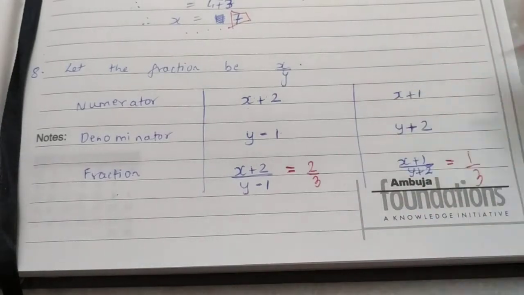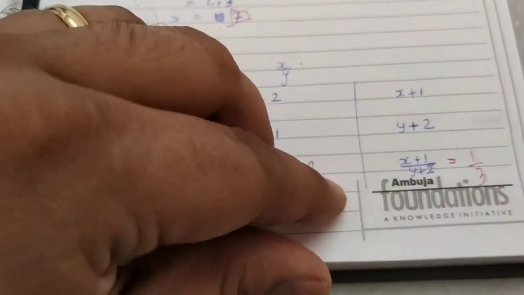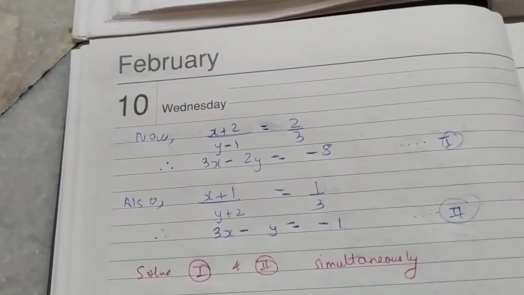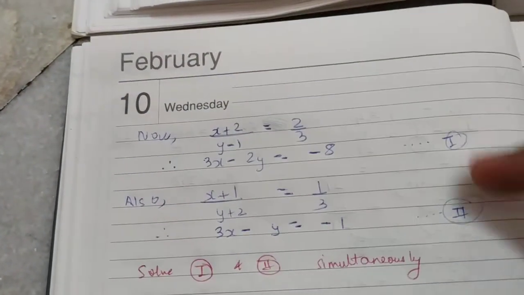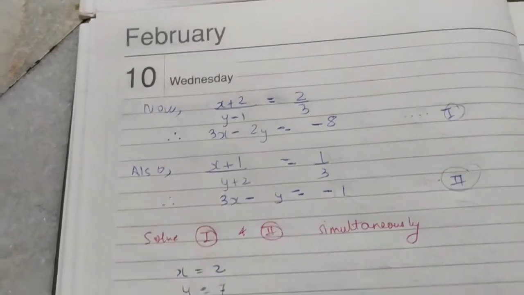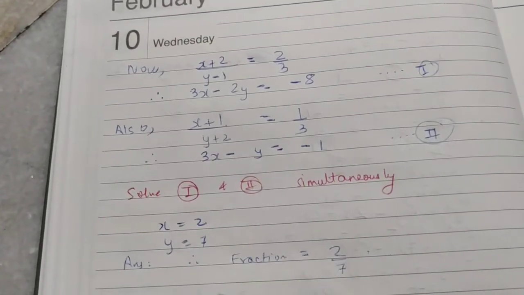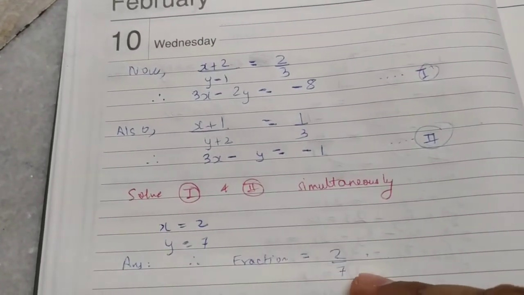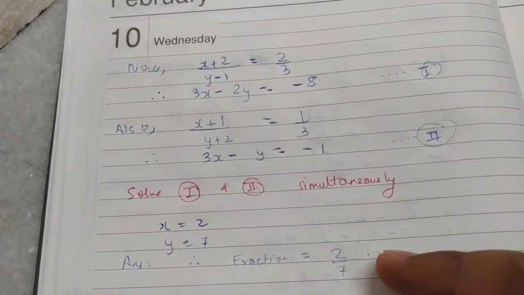So I got two equations here. We have to cross multiply these two equations to get two new equations, equation 1 and 2, and then solve them simultaneously to get the values of x and y. Don't forget to write the final statement, that is a fraction. The original fraction is 2 upon 7.